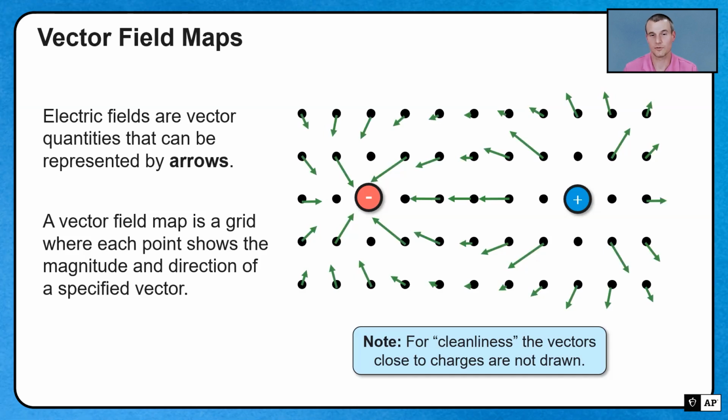A brief note, just for messiness, I did not put arrows on the dots that are right next to the charge because they'd be so much stronger. Because remember, as you get closer to a charge, the electric field increases, not just by doubling, but if it's half the distance, it can be 4 times greater. So that would just make arrows go all over the place. That's why I didn't include those.